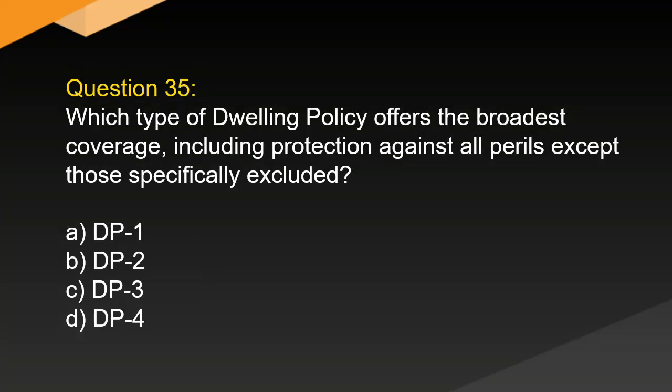Question 35. Which type of dwelling policy offers the broadest coverage, including protection against all perils except those specifically excluded? A. DP-1. B. DP-2. C. DP-3. D. DP-4.